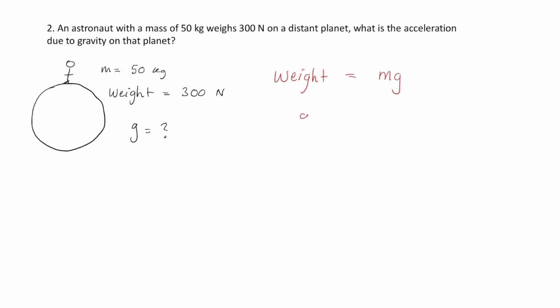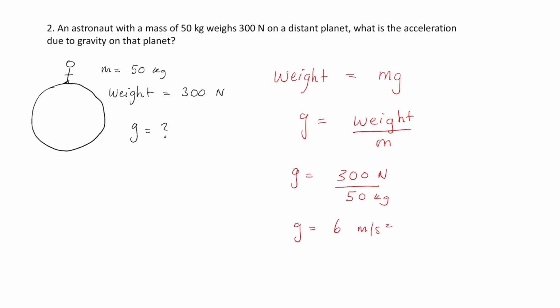And now with this equation, we can just rearrange and isolate for the acceleration due to gravity. And we see that g is equal to the object's weight divided by its mass. So we can plug in our values and solve. And what we find is that the acceleration due to gravity on this planet is 6 meters per second squared. And that's the answer to our second question. Let's move on to our third.